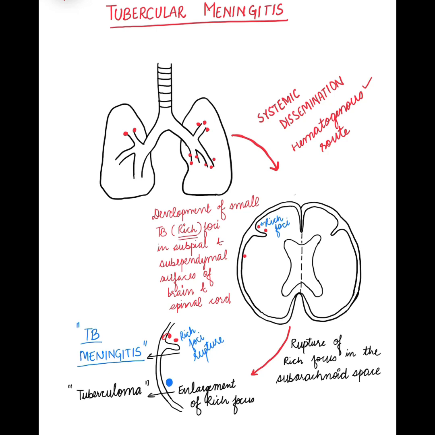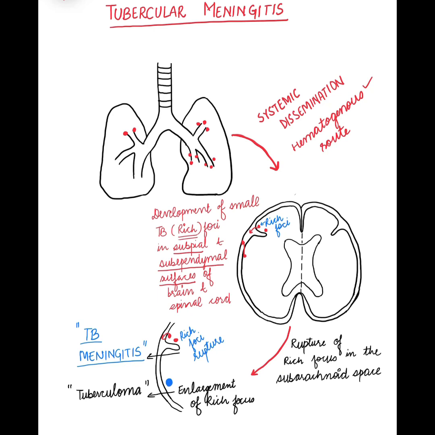There is development of small TB foci, also known as Rich foci, in the subpial and subependymal surfaces of the brain and spinal cord. Rupture of the Rich foci into the subarachnoid space will lead to tubercular meningitis.